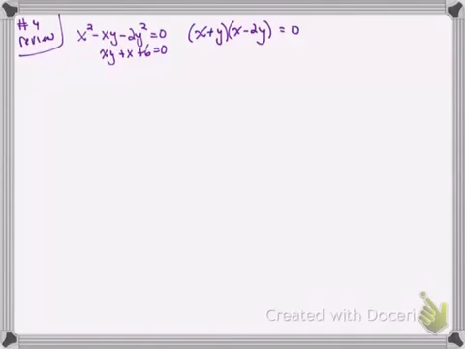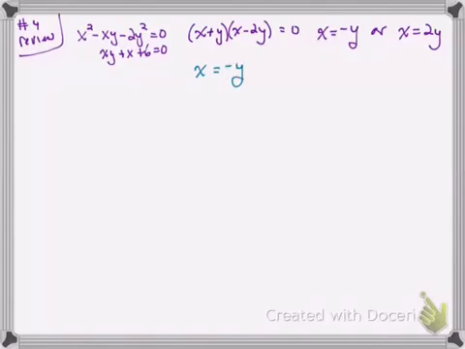And then that means x equals negative y because x plus y equals 0, or if x minus 2y equals 0, then x equals 2y. So those are two different possibilities that we could get with our problem. So I'm going to start off with the x equals negative y.